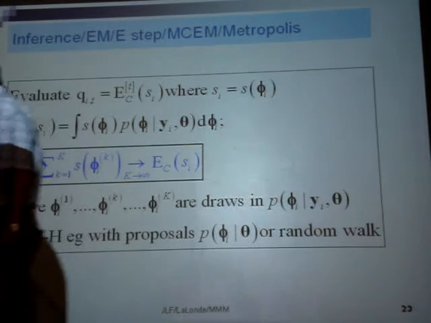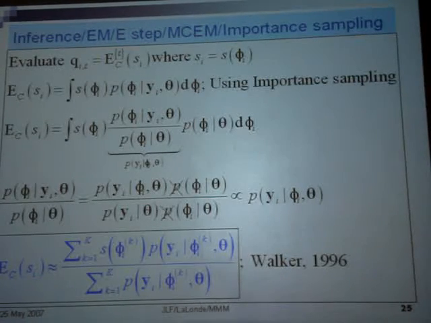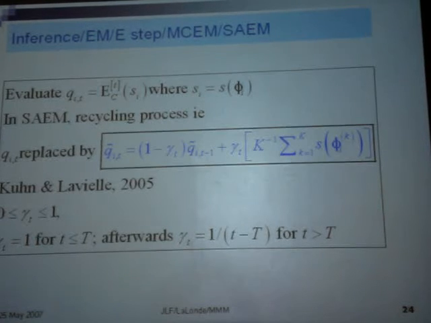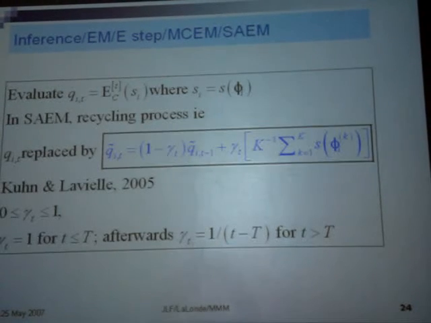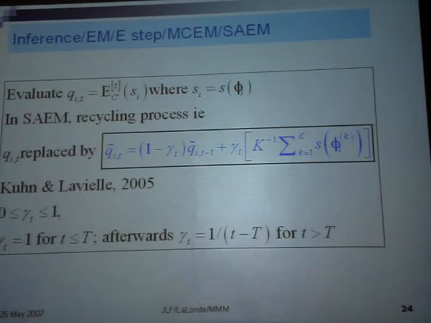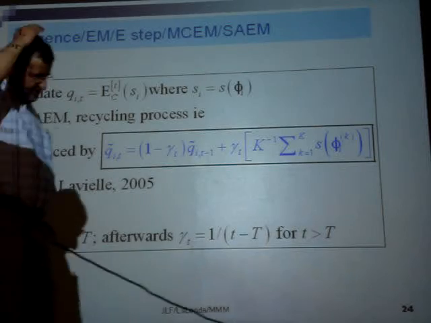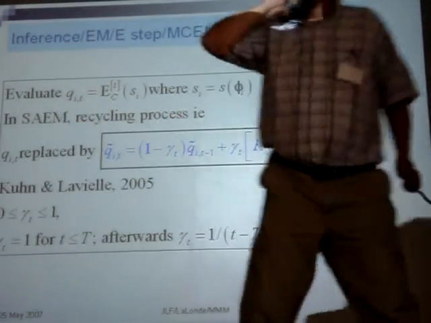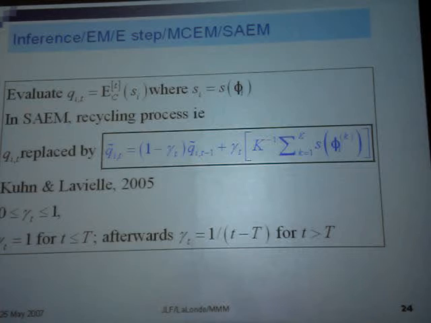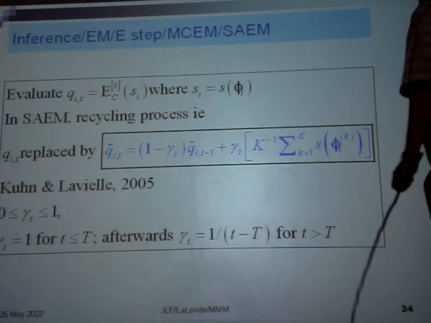You can do also, we'll see later on. We can do with importance sampling, what was being proposed by Walker. Let's go back. If you do it by Metropolis Hastings, what is done in Monolix, in Monolix they are doing a second step called the stochastic approximated EM. What is the stochastic approximated EM?